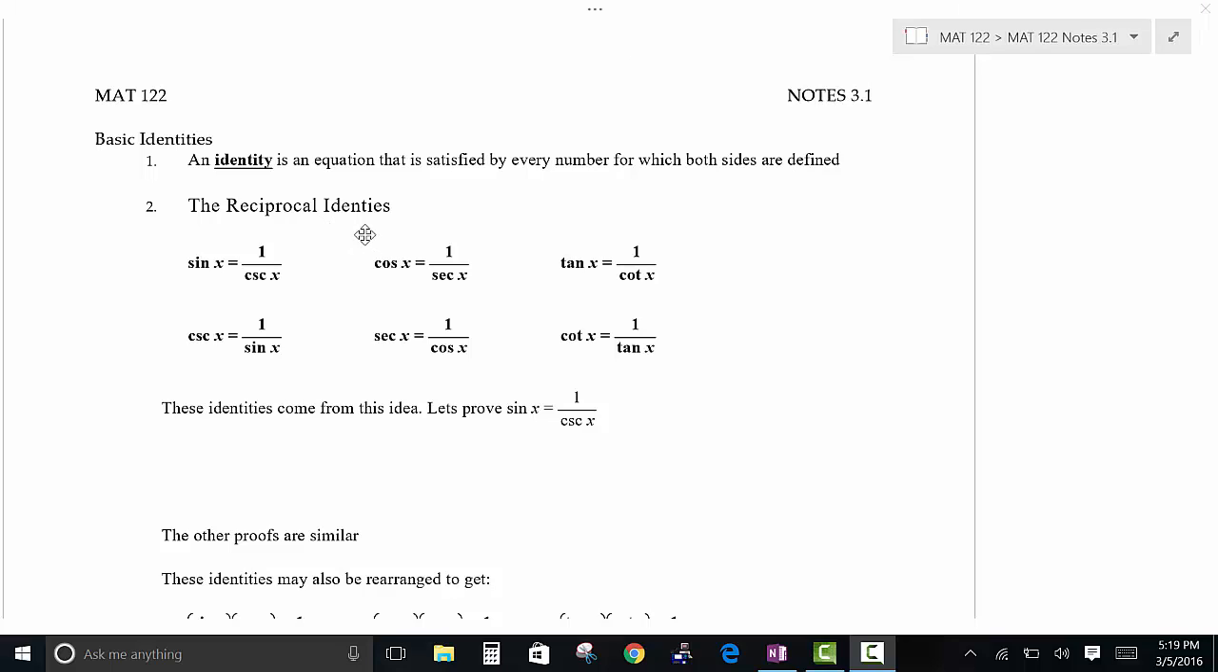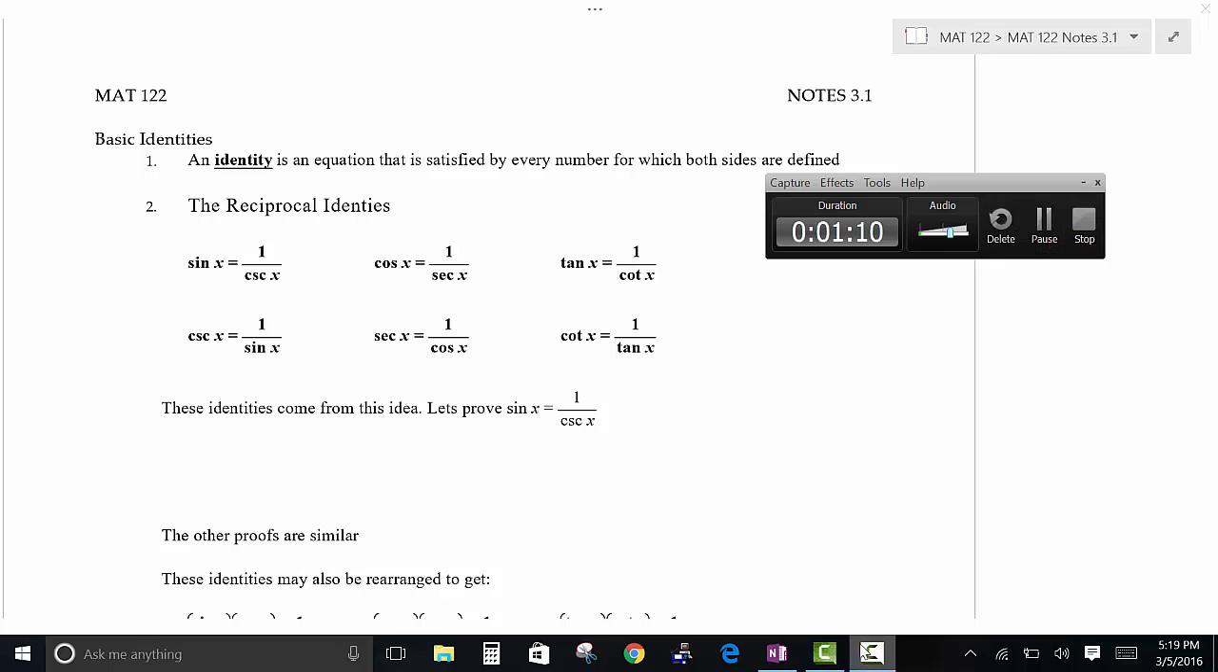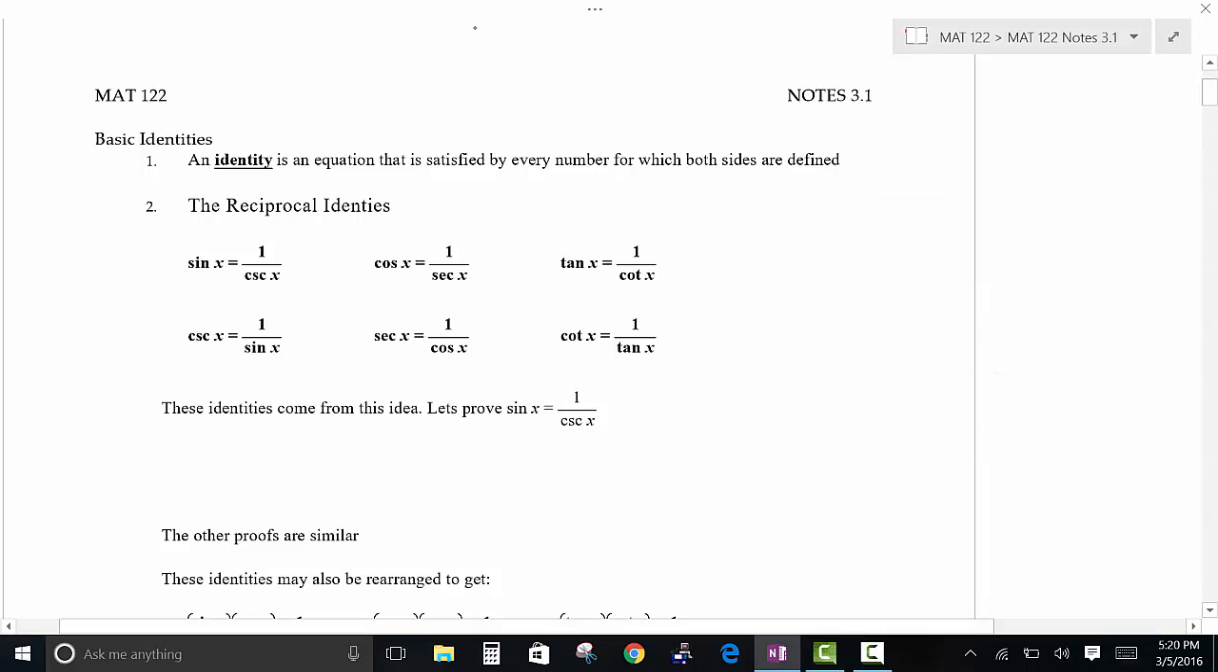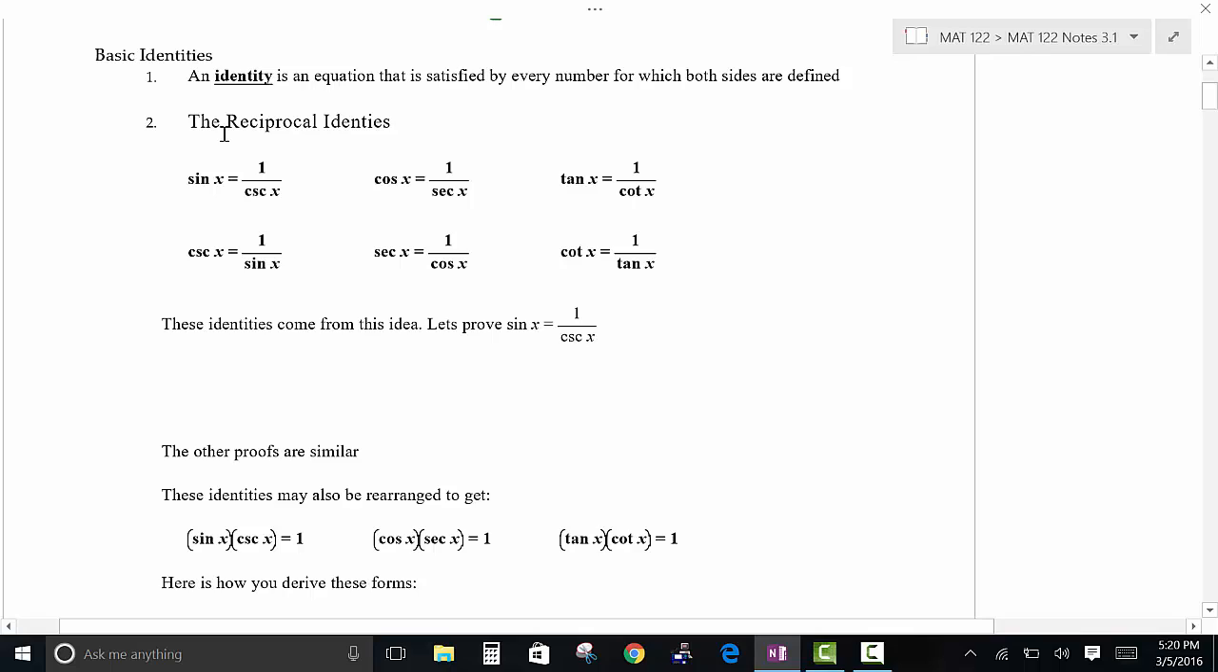All right, to begin with, what we're going to be looking at primarily is beginning the study of identities in trigonometry. So we're going to begin with some fundamental identities. We're going to call these the basic identities. An identity is really just a mathematical equation that, for every number value of x, is satisfied wherever x is defined.